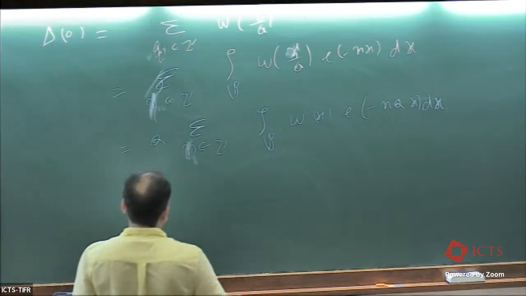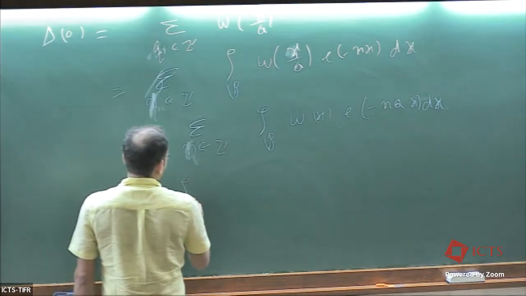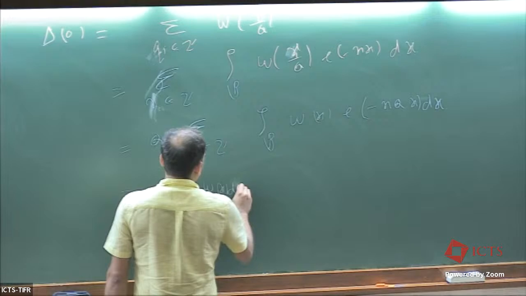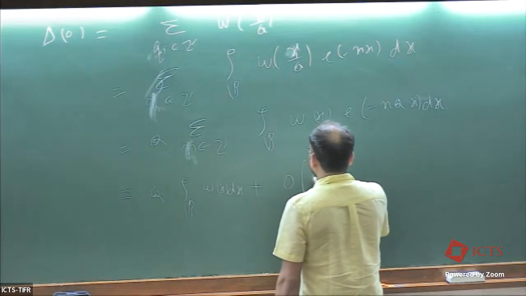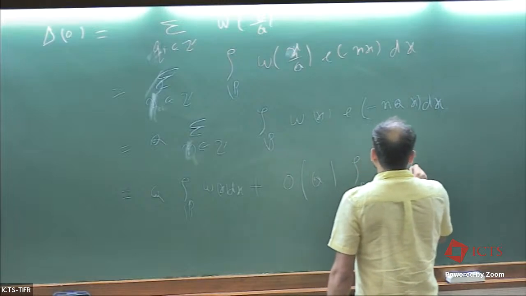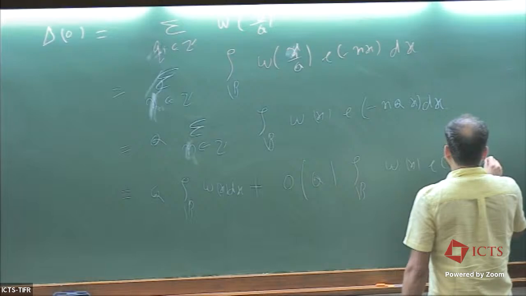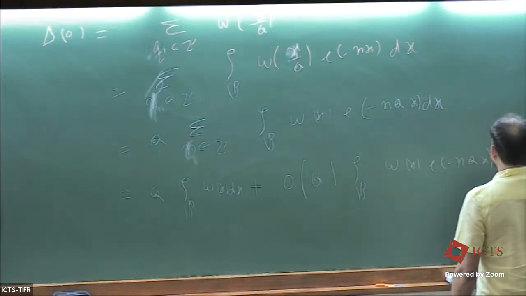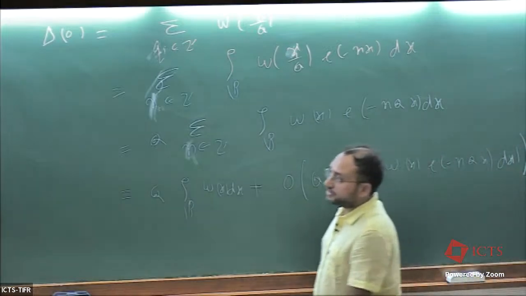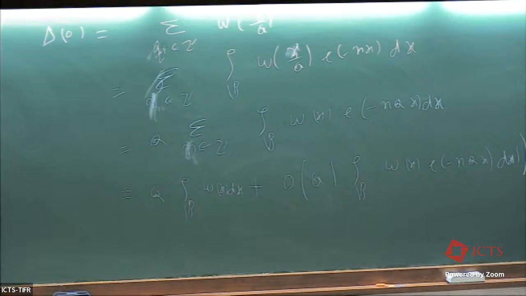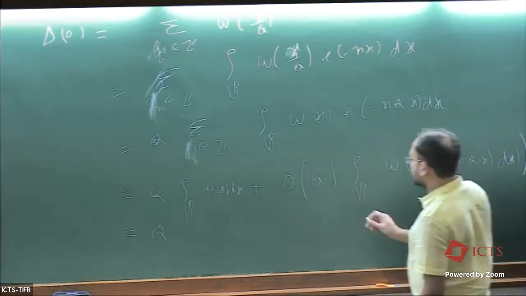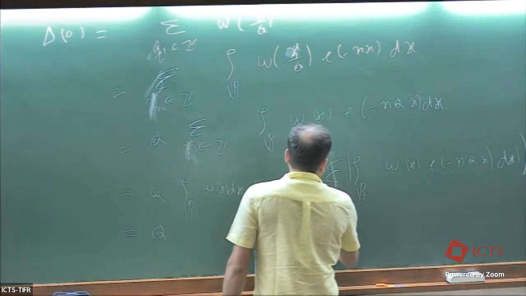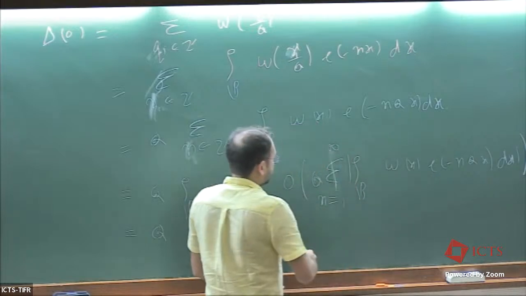Now the term when n equals 0 gives you q times the integral over R of w(x) dx, plus big O of q times the modulus of the integral over R of w(x) e(-nqx) dx. We have seen that we normalized w(x) in such a way that the integral over R of w(x) is 1. So that gives you q. Now, something is missed here: the summation of n not equal to 0.